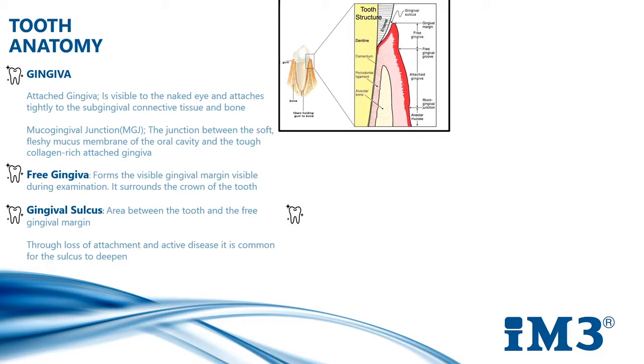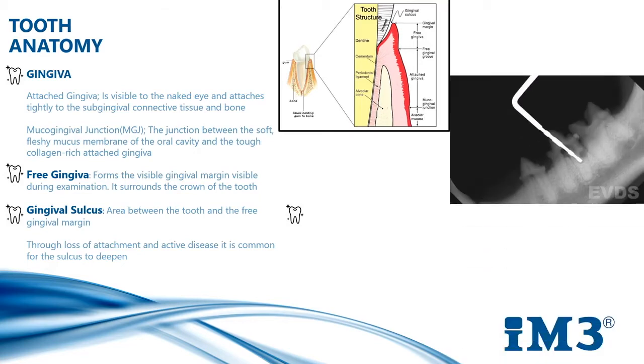The free gingiva forms a visible gingival margin visible during examination. It surrounds the crown of the tooth. The gingival sulcus is the area between the tooth and the free gingival margin. It's the crevice that surrounds the tooth. The normal sulcus depth is 0.5 to 1 mm in cats and 1 to 3 mm in dogs. Through loss of attachment and active disease, it's common for the sulcus to deepen.